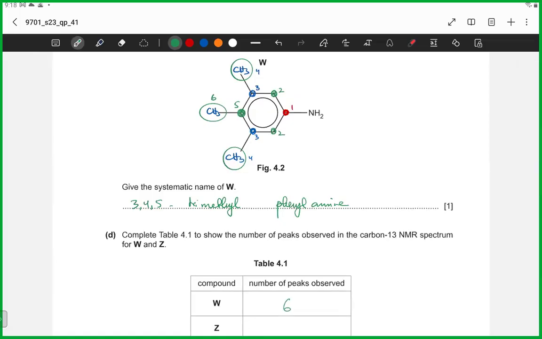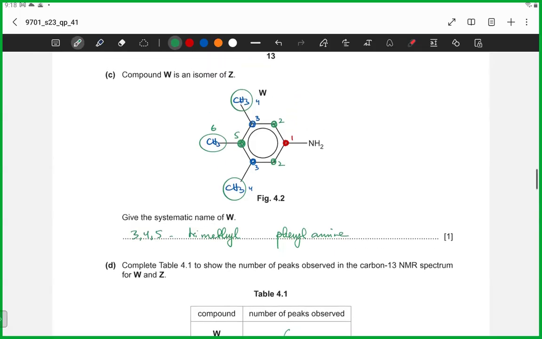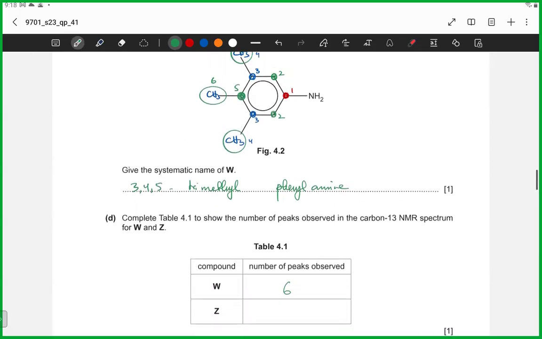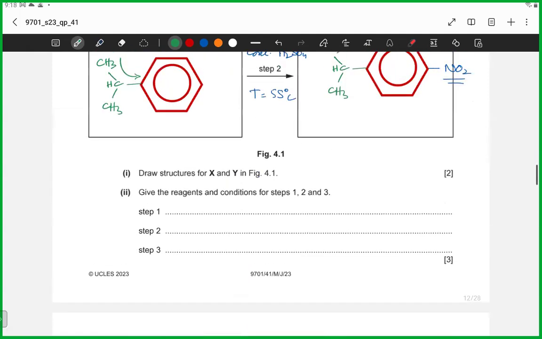Is that clear? And Z was there as well. Where is Z?